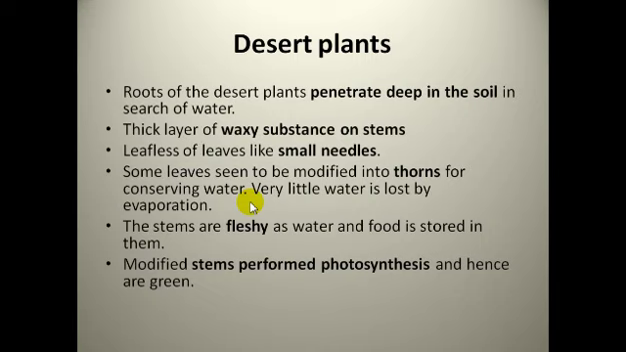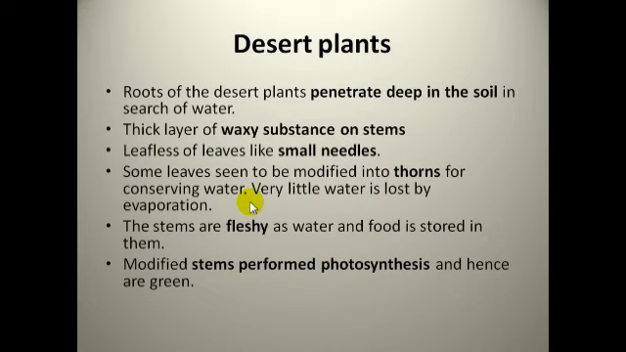Modified stems perform photosynthesis and hence are green. Because the stems are thick, they can also perform photosynthesis along with the leaves. The leaves are small but the stems are thick, and they can do photosynthesis. And from the stems there is less loss of water vapor because they have a waxy layer on them. So the stems also perform photosynthesis, hence they are green in color.